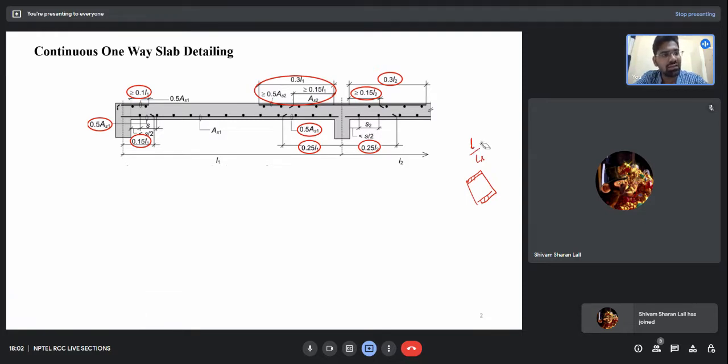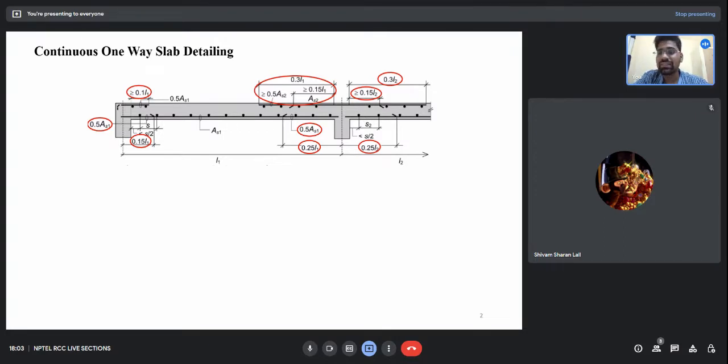Now let's look at the curtailment requirement in a slab. As you all can see, the curtailment requirement for a continuous one-way slab has been displayed over here. So what is a curtailment requirement? You all know. In order to economize the design, we cut the flexural bars from the position where they are no longer required to resist the moments, and the bars which are then present at that point after the curtailment are responsible for taking all of the moments in the section.